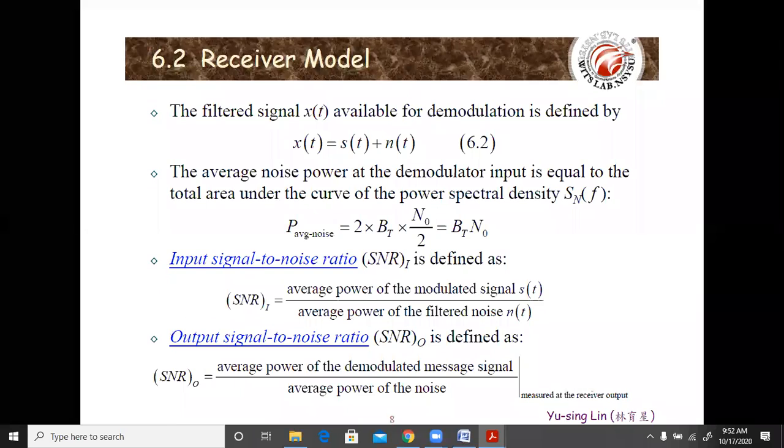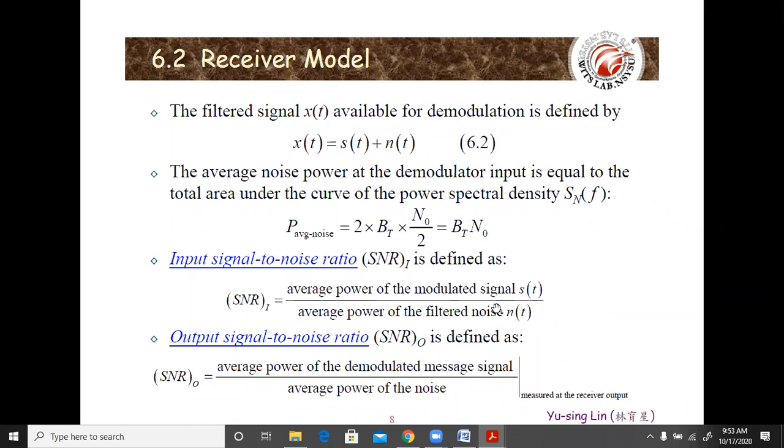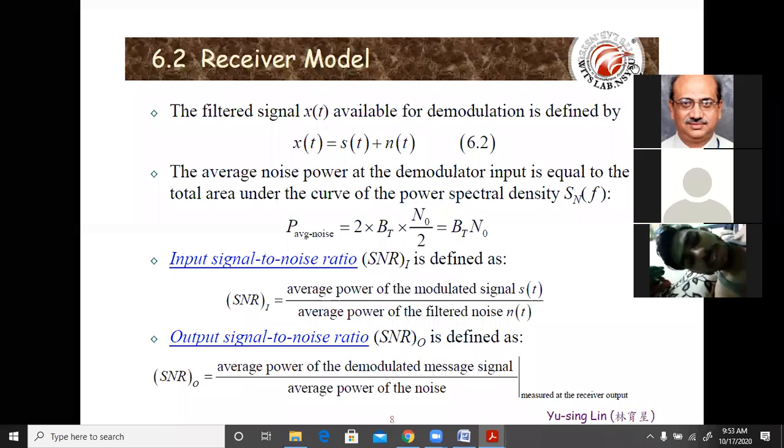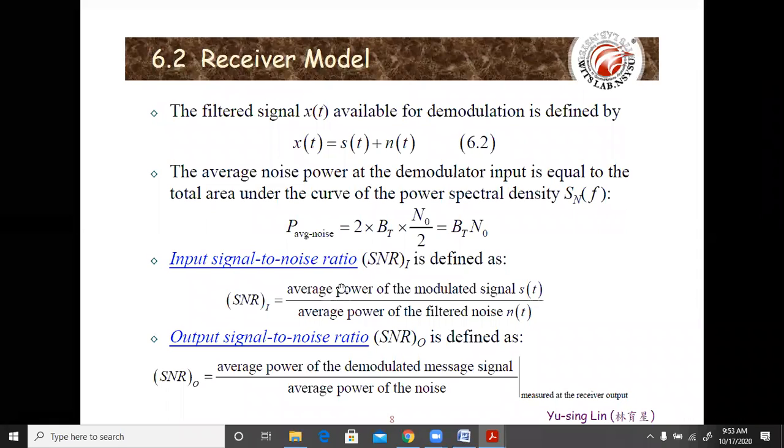So the input signal to noise ratio, SNRI, is defined as the average power of the modulated signal ST divided by the average power of the filtered noise NT. This is for the demodulator only. The output signal to noise ratio, SNR0, is defined as the average power of the demodulated message signal divided by the average power of the noise, measured at the receiver output. The input ratio is measured at the input of the demodulator after passing through the band pass filter.